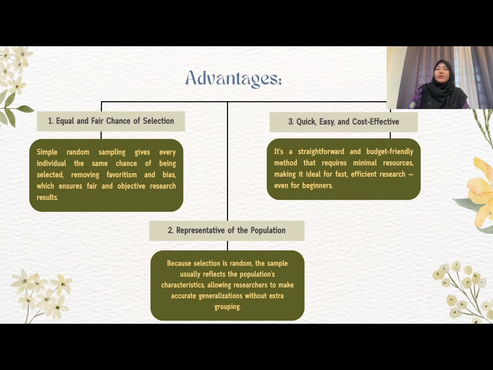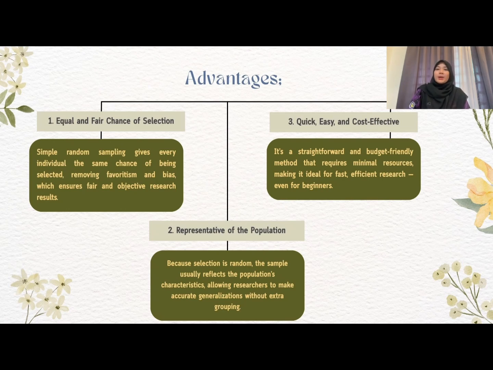Lastly, one of the most practical benefits of simple random sampling is that it is quick, low cost and easy to carry out, even for beginners. All you need is a full list of your population and a method to randomly select individuals, like drawing names from a hat, using a random number generator or an online tool. There's no need for complex calculation or advanced planning.